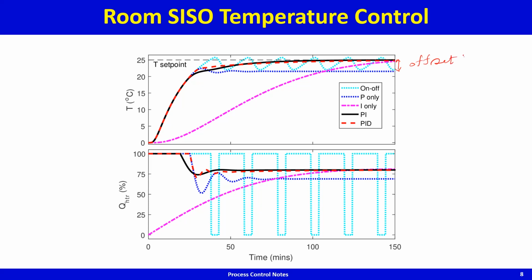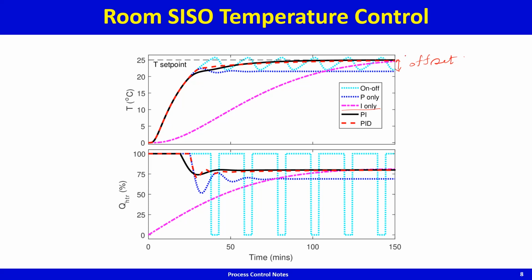If you use an integral only controller, the integral action takes the temperature very slowly towards set point, and if I had simulated it for further time, 150, 200, 300 minutes, you would have seen that it actually settles here. But the control action is very slow. If you try to increase the integral action, you start getting oscillations. So to avoid oscillations, you cannot use too much integral action, and therefore the response is slow.